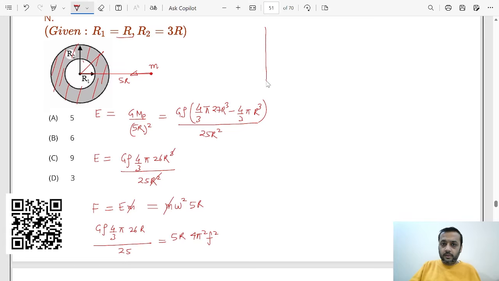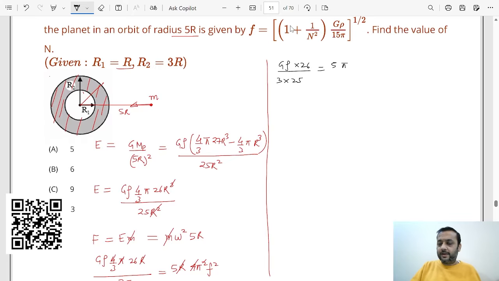All right. Now I'll put the value of f given in the question, but before that first we can cancel this r. This pi will also get cancelled, 4 will also get cancelled. So let me write very carefully what is left. G is left here, rho is left here, 26 by 3 into 25 is left. Here 5 is left, and pi is left, and f square. So the value of f square will be 1 plus 1 by n square into G rho by 15 pi. This is what we are getting.